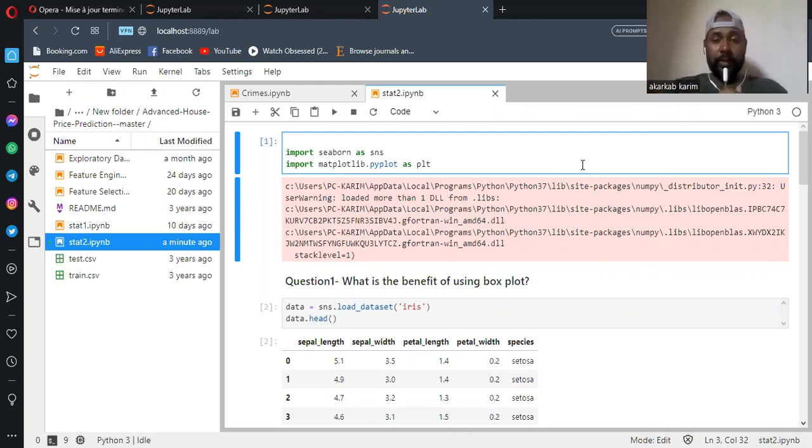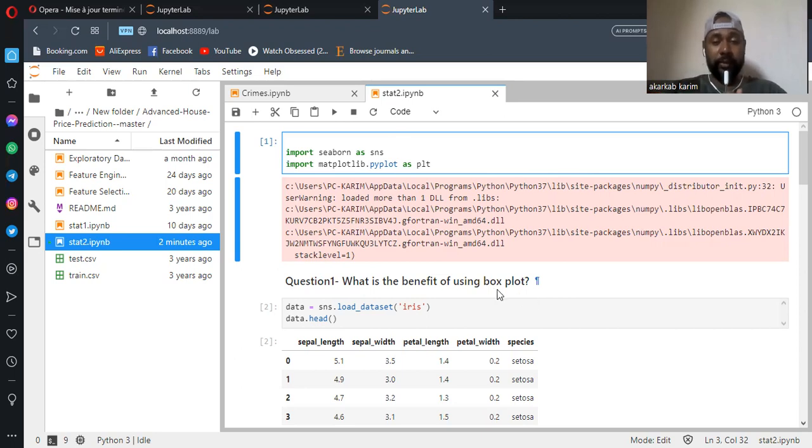As we see here, in this notebook I import some packages that I need to answer my questions. The first one is Seaborn, and we also have Matplotlib. In Python, to import them we use the keyword import, and also an alias to give a short name to our packages.